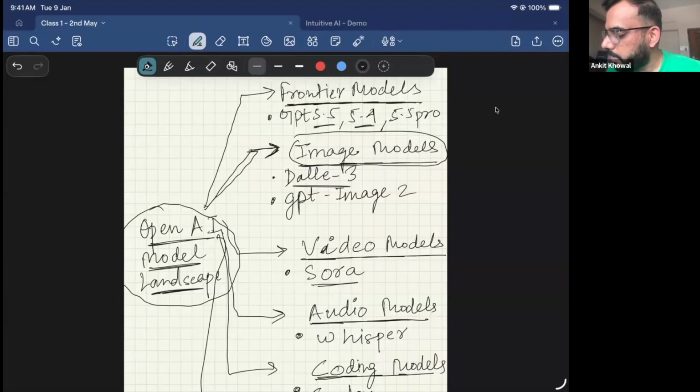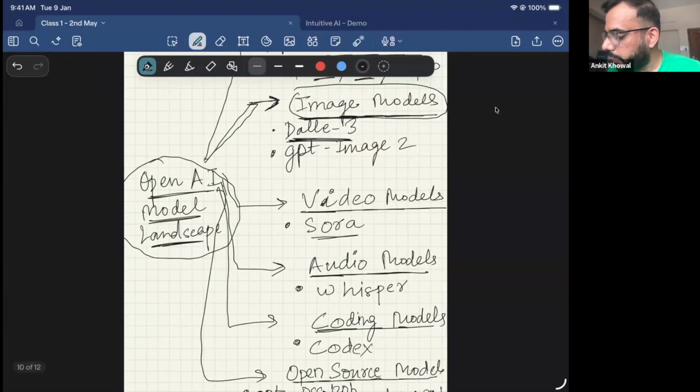Then they will have image models also. How these models differ is their training data, when they were trained a lot on images, and format also matters. So they can do image generation very well. If I have to do image generation, I should use this model, DALL-E, you might have heard about it. Then there are video models, right? If I want to generate video for content generation, I can use these video models.